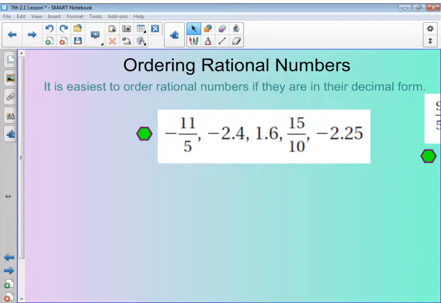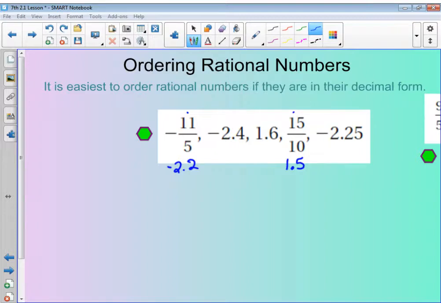Okay, so my first step, because I like to compare decimals, is I'm going to change each of these into their decimal form. So 11 divided by 5 gives me 2.2. Now there was a negative sign in front of that, so negative 2.2. And then 15/10. 15 divided by 10 is 1.5. All right, so there's my fractions written out.